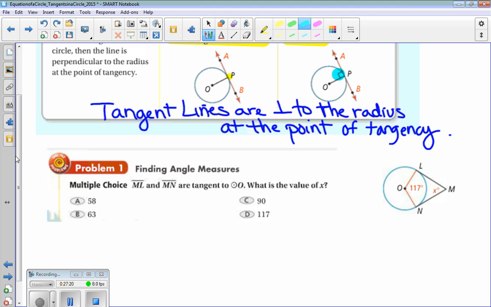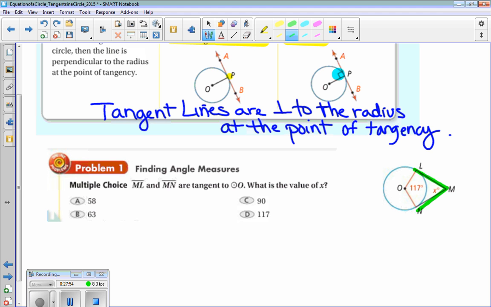The multiple choice question. I want to find the length of x. Do you see any tangent lines? I do. I'm going to highlight them for you. Highlight them in green. ML is a tangent. It touches the circle in one exact place. What is the point of tangency? L. Good.